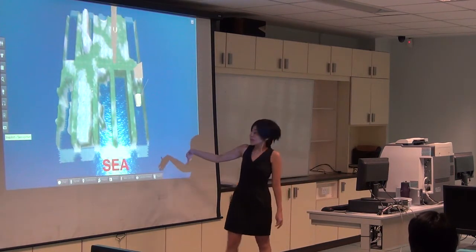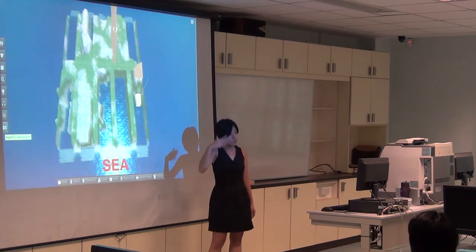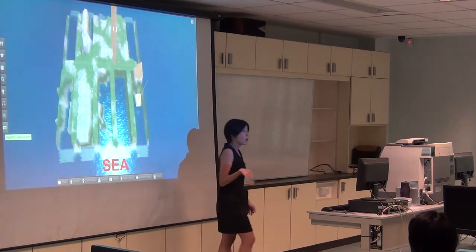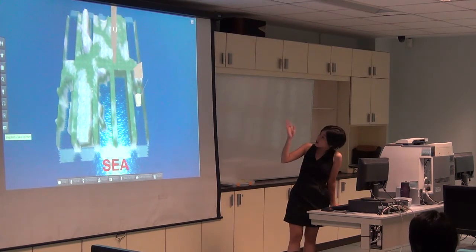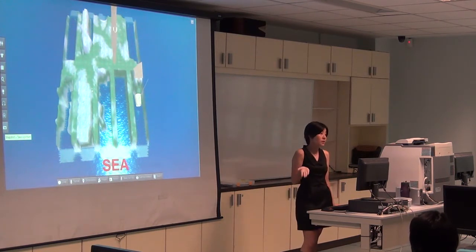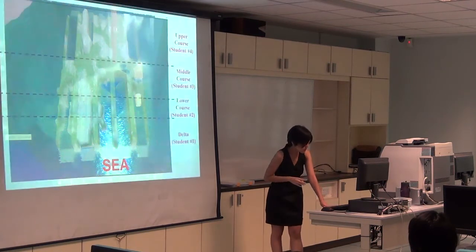So if you were to look at the aerial view again, this is the sea, so then you start to think, okay, if this is the sea, where should my upper course be? Let's see whether you can figure that out or not. Where should your upper course be? Where should your middle course, lower course, and delta area be?